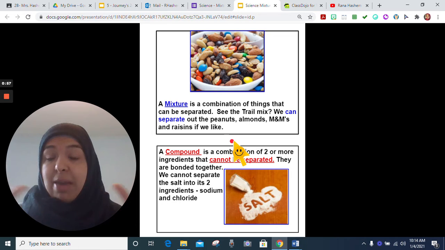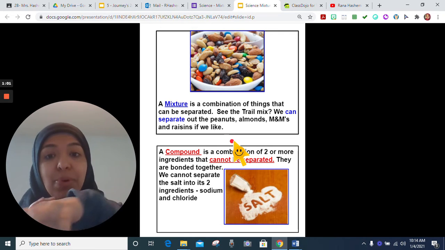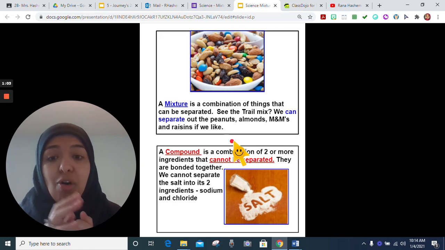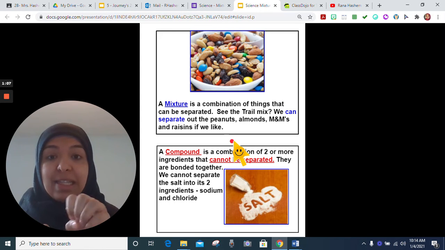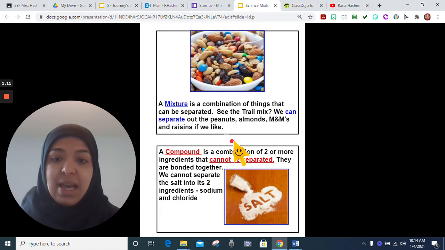So think about a pile of crayons of different colors. You can actually separate the crayons by color. Or a trail mix bowl, you can actually see the candy, the salt, the sugar, the things. You can separate those items. We call this a mixture.